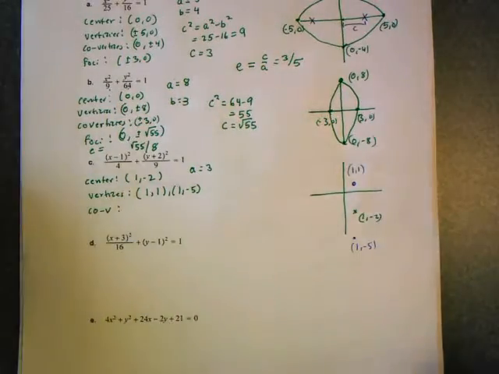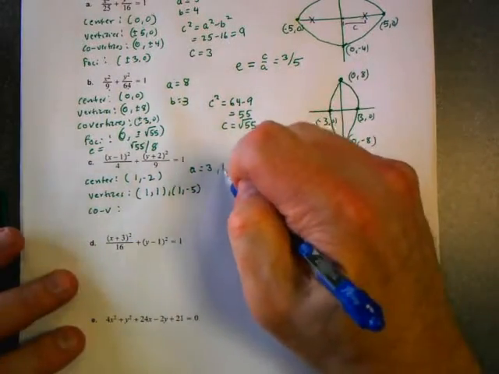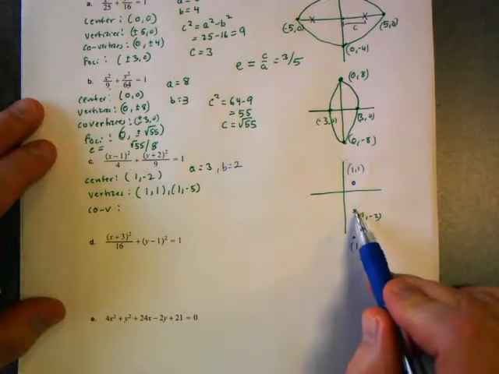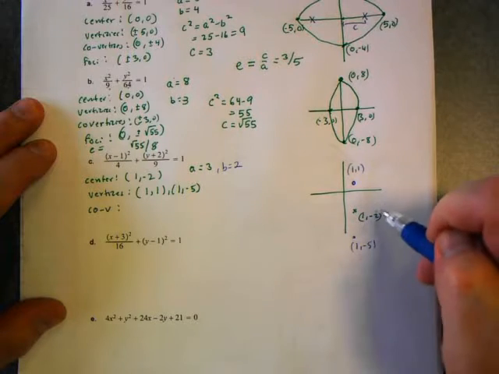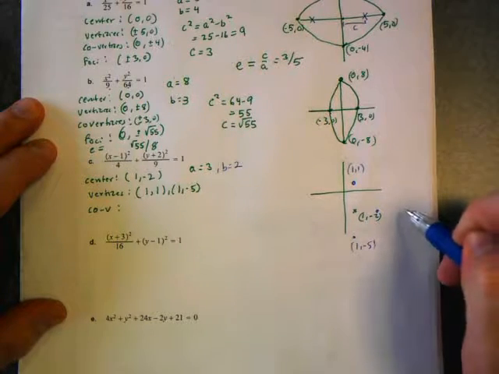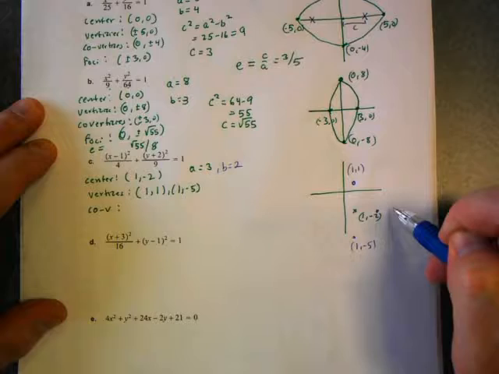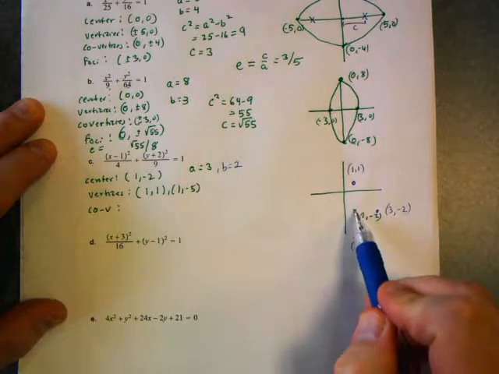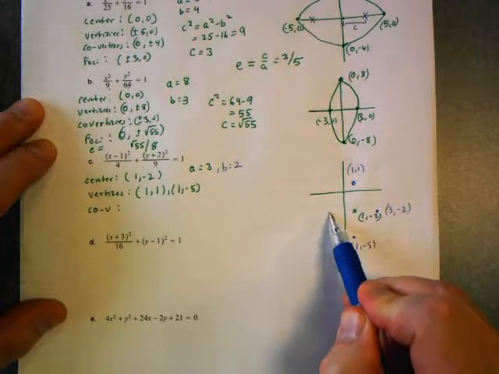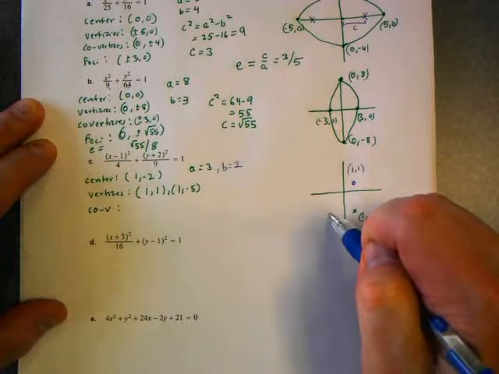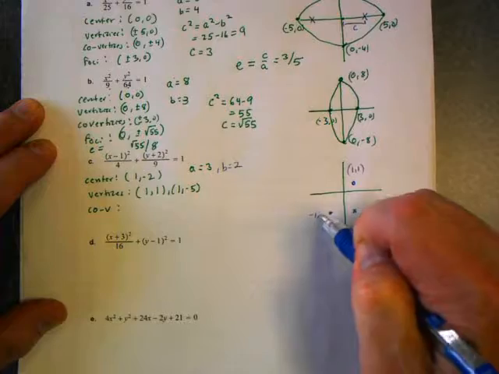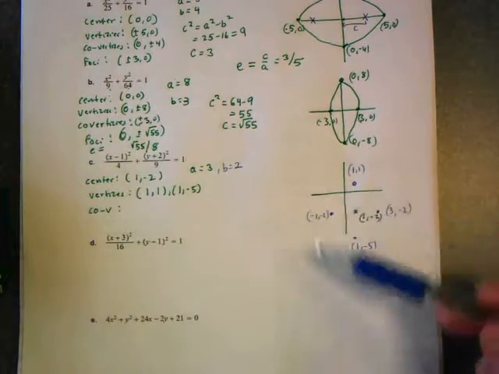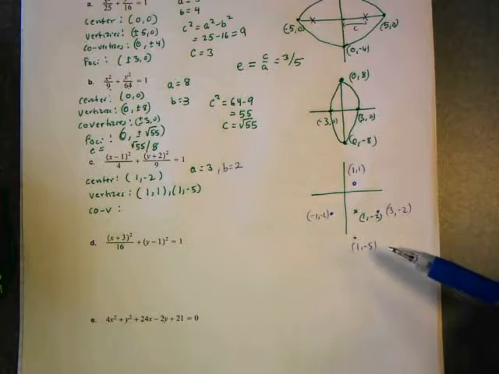Co-vertices. What's the b number? B number is 2. So this time I need to start at the center and go 2 to the right. So where's that put me? 3, comma, negative 2. And then I need to start at the center and go 2 to the left, which is negative 1, negative 2.